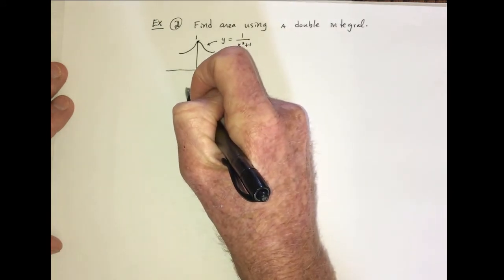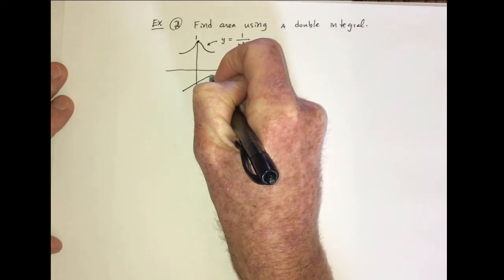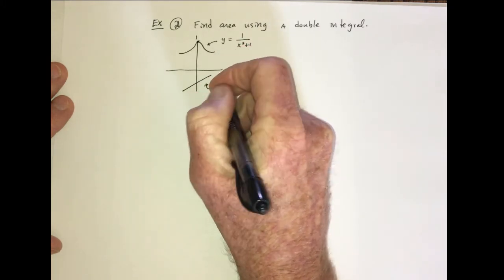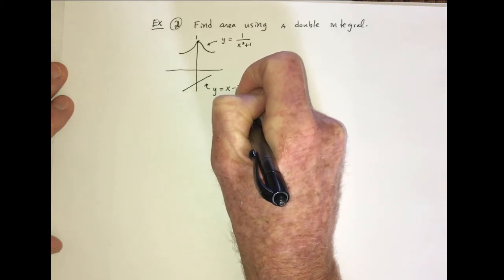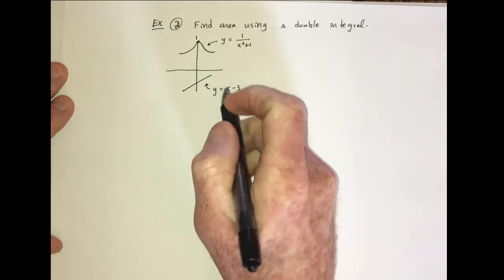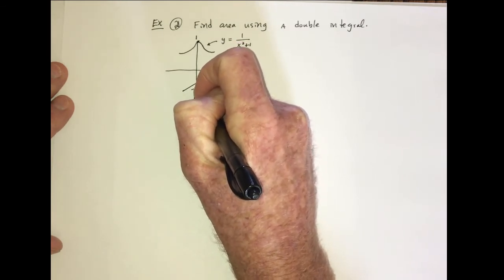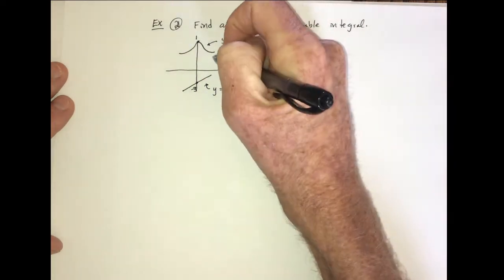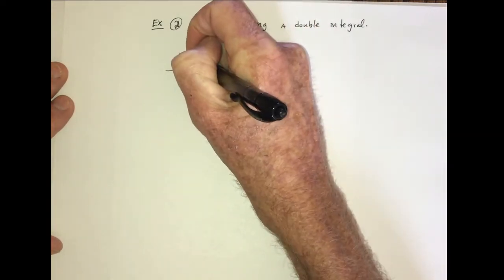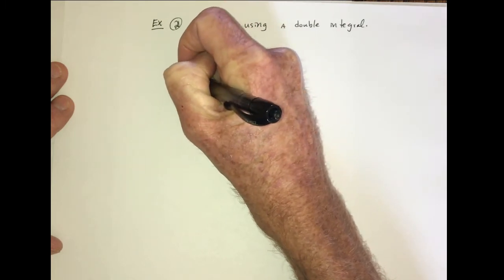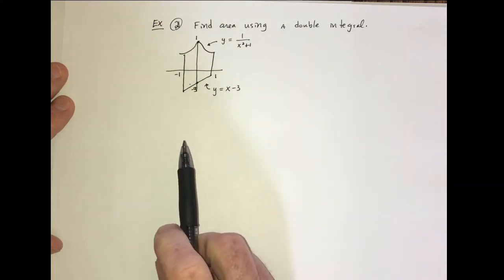And then make a line that goes like this. And this line right here is going to be y equals x minus 3. So it's got a positive slope, but it's crossing the y-axis right here at negative 3. And then have x go from negative 1 to positive 1. So find this area in here.